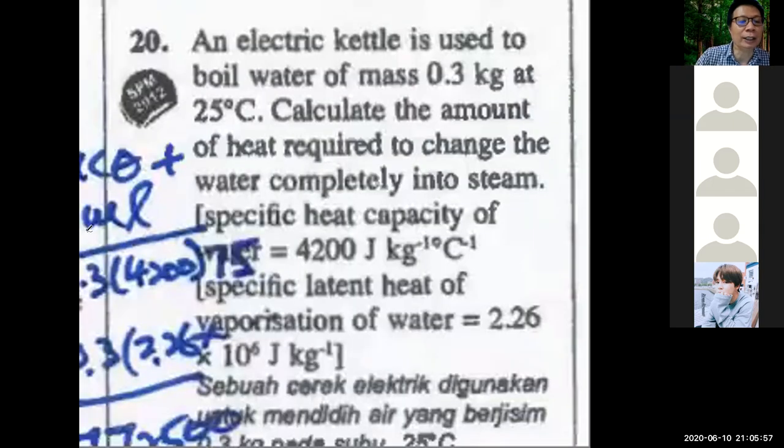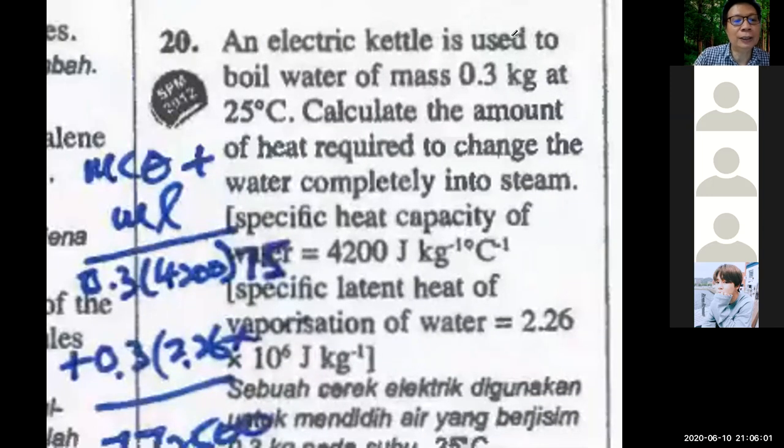The question is something like this. An electric kettle is used to boil 0.3 kilo of water at 25 degrees. The water starts at 25 degrees and you want to boil the water. Calculate the amount of heat required to change the water completely into steam. Now not only boil, you want to change it to steam. So there are two stages involved here.